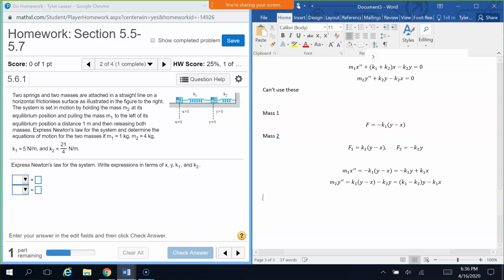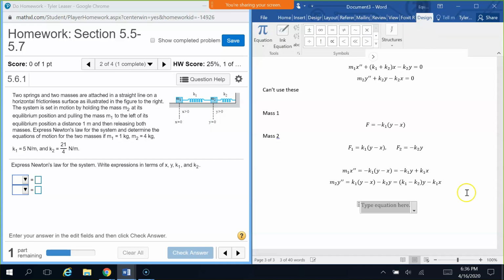All right, I like that. So now we could rewrite this into our generic term for a system of equations by getting all the x's together, the y's together, and then equal to 0 on the right-hand side. For my first equation, I'm going to leave the m1 x double prime on the left. I'm going to subtract the k1 x over there as well, and add the k1 y over, and then it's equal to 0.